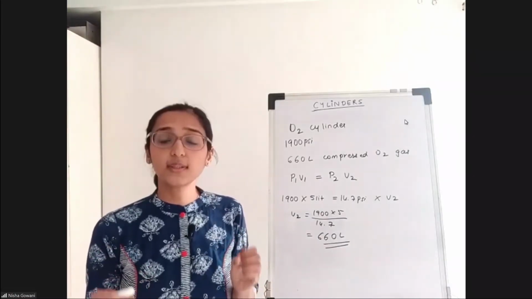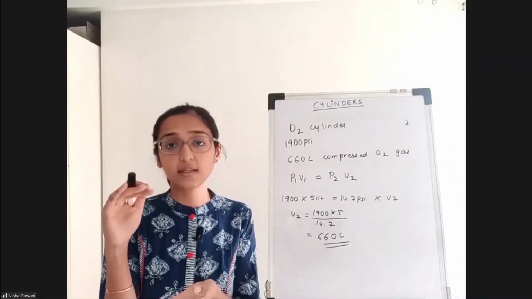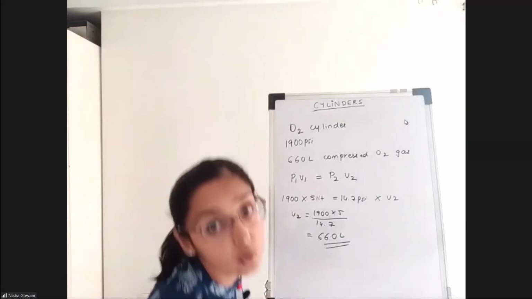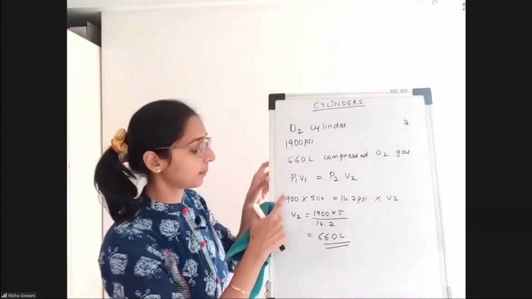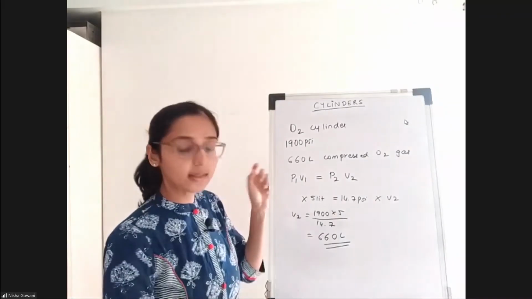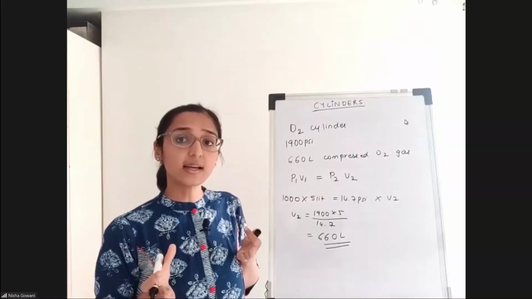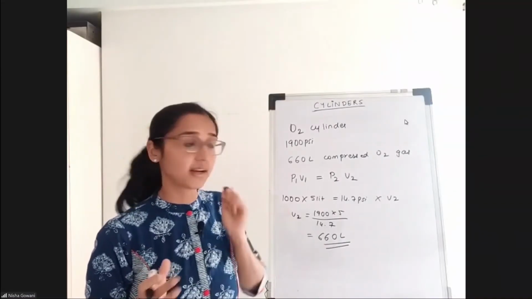So if we know that this type E cylinder is reading 1000 psi, how much oxygen will it provide us at 1 atmosphere? Let's have a look at that. Here we will replace this 1900 with 1000. Now the pressure gauge is reading 1000, and this is still a type E cylinder, and its capacity is 5 liters.